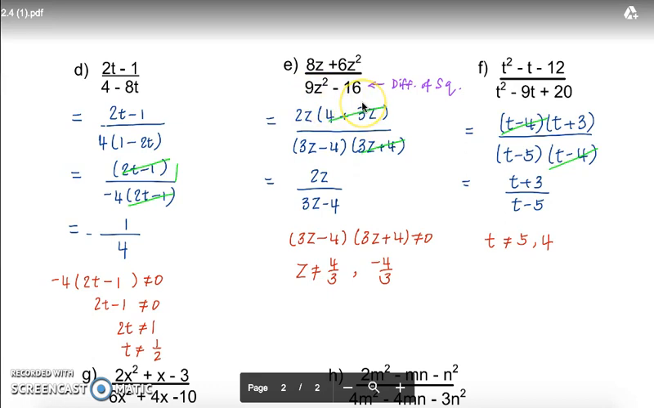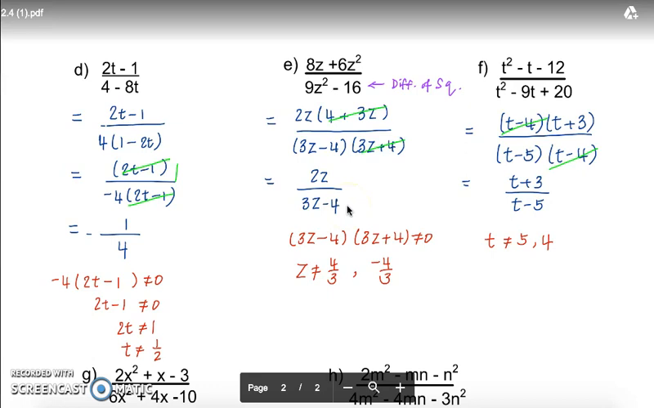And then you look at the denominator and notice this is a difference of squares. To factor a difference of squares, square root the first term, get 3z, minus square root of the second term, you get 4, multiply by square root of the first term plus square root of the second term. 3z plus 4 is the same as 4 plus 3z. So that can be reduced, and your answer will be 2z over 3z minus 4.